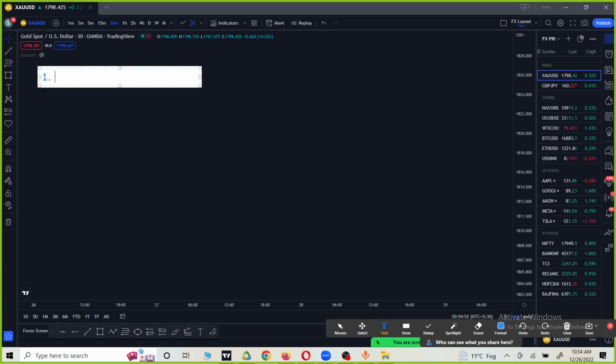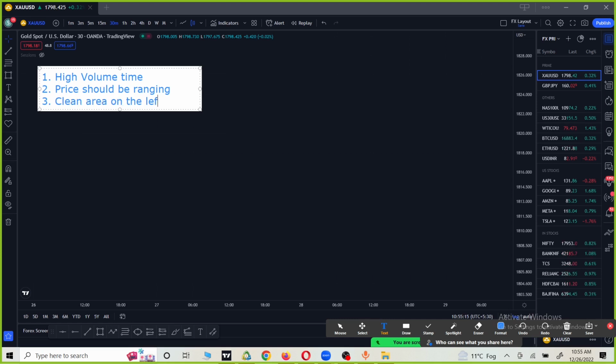that first of all, we should make sure that we are trading this during the high volume time. The second thing is price should be ranging. The third thing, we should make sure that there should be a clean area on the left, right? Fourth thing is we are going to trade this strategy on the 30-minute time frame.